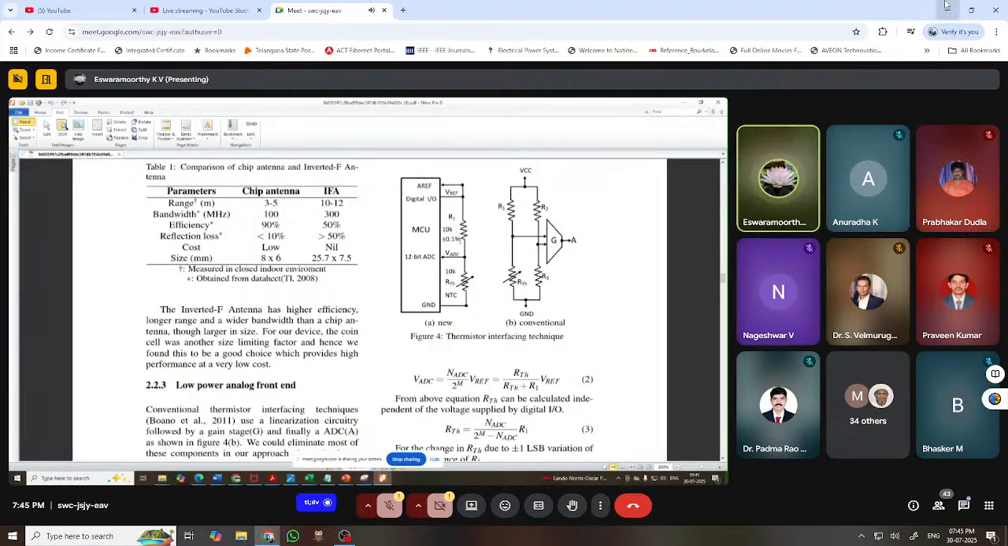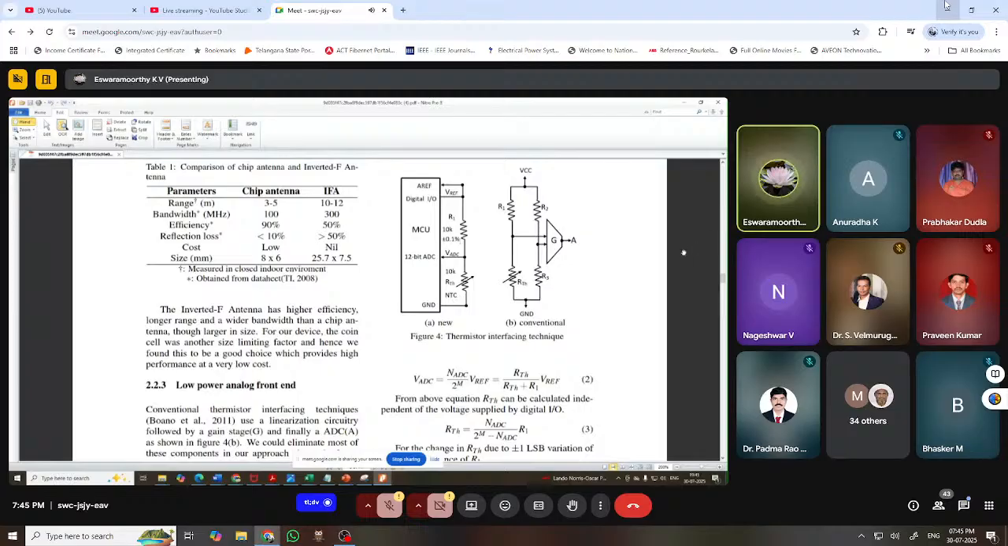If the tolerance is more, we can't say it is 10K. If it is 5%, it is going to be 9,500 to 10,500 ohm. So we can't exactly see what the temperature is. So we have to use a less tolerant resistor, right?